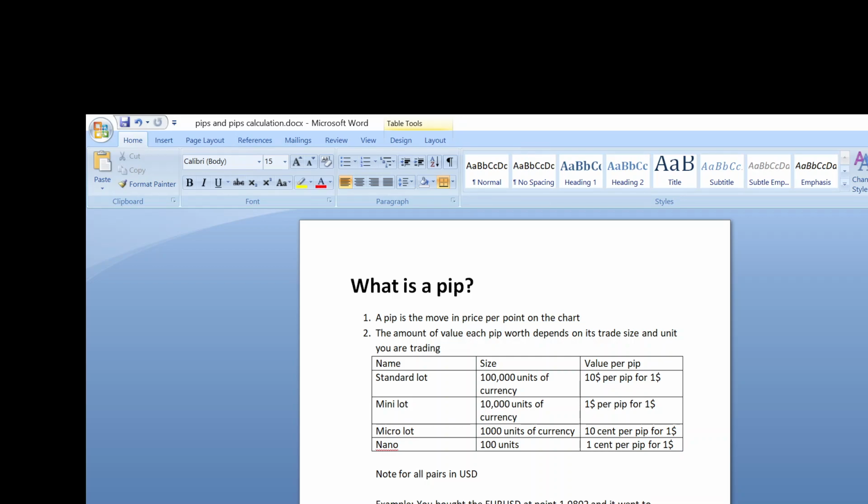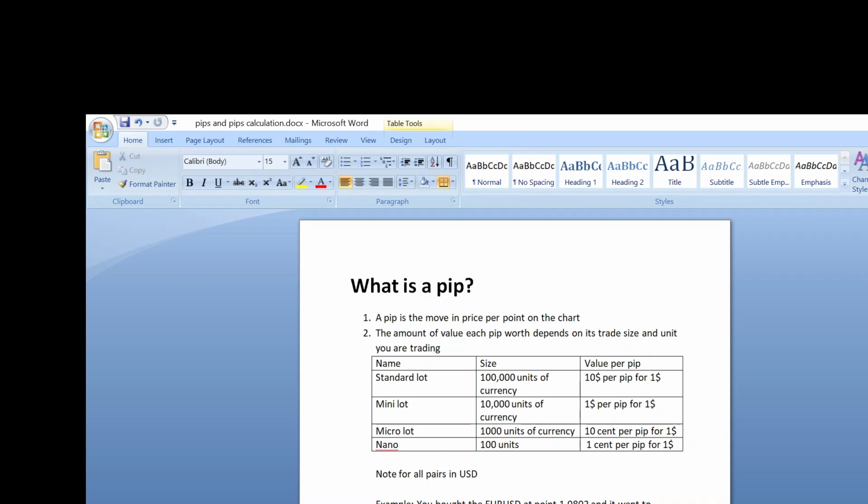Now say for example you bought EURUSD, this pair which is shown here, at 1.0802, and price went up to 1.0902, and you are trading on a standard lot. How much will you gain in this position?